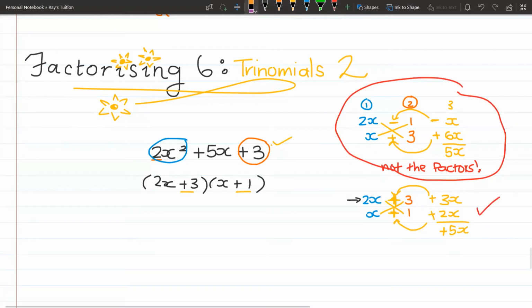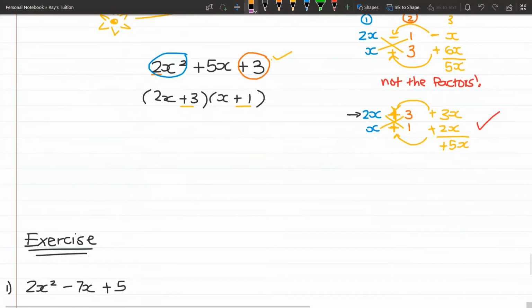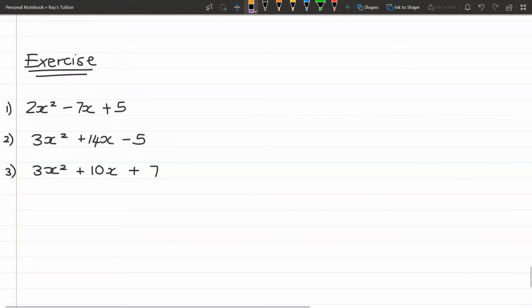Okay, so let us go and do some exercises. Please pause the video and attempt it by yourself before we go through it together. So let's start with the first one. We have 2x squared minus 7x plus 5.